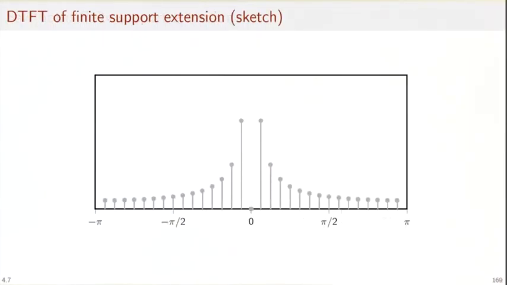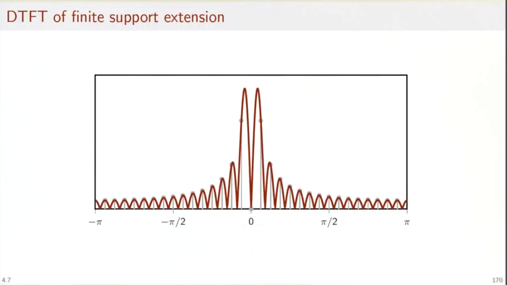The DTFT of the finite support extension is now sketched here by taking the DFT and smoothing it by interpolating with the R of e to the j omega function. So we add 1, 2, 3, etc. And as we go, we find the smooth interpolation here between the points of the DFT that are in light gray in the background. This should look familiar because we have computed this spectrum already once in module 4.4 and we got the exact same result.